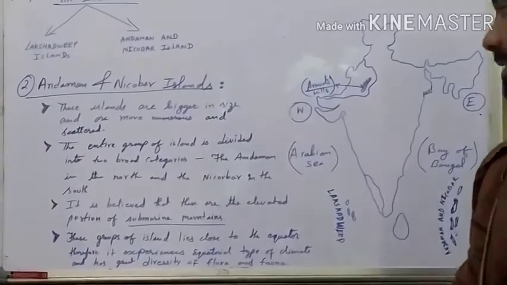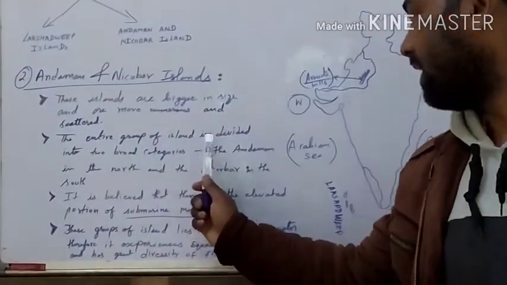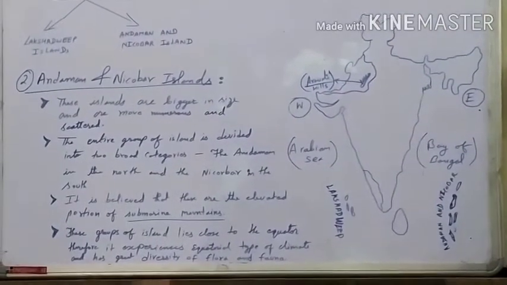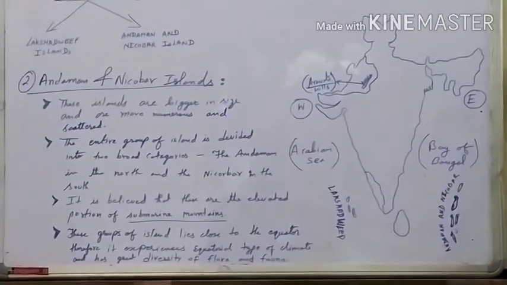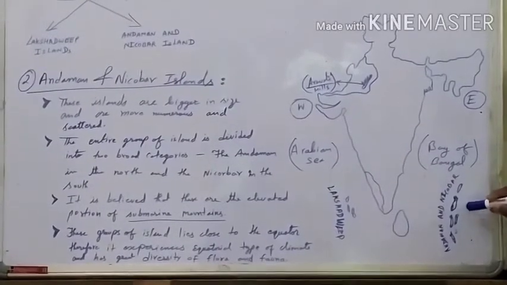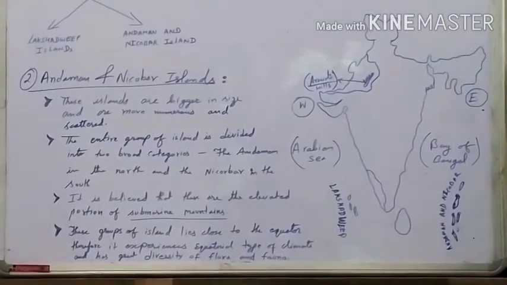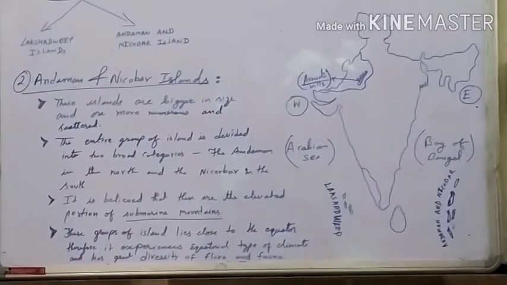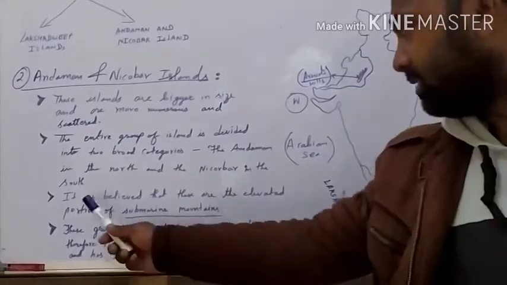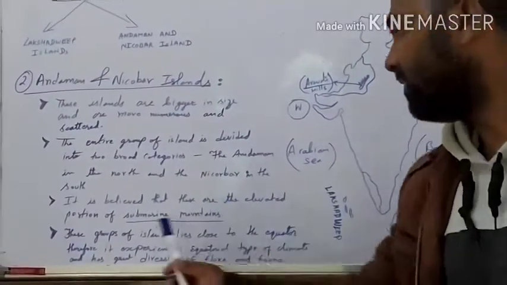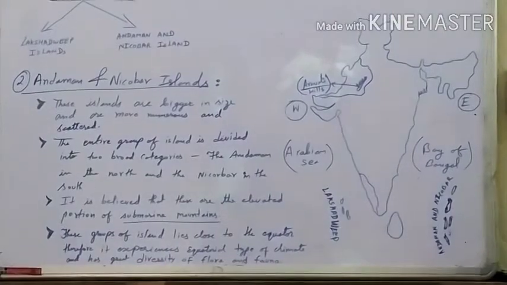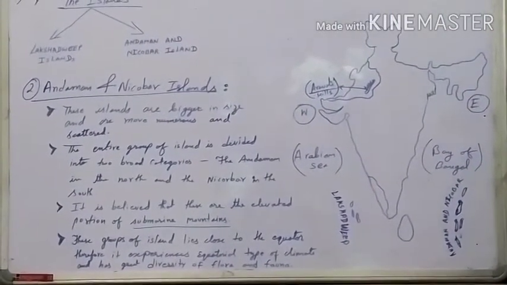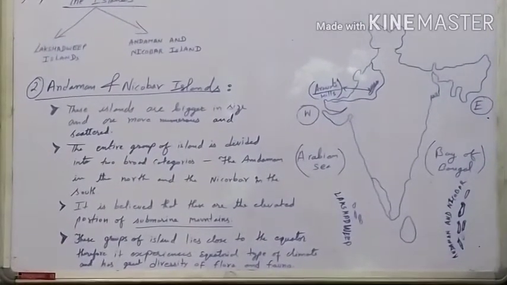Okay, now let us understand the next point. The entire group of islands is divided into two broad categories, and that is the Andaman and Nicobar. The northern portion is called the Andaman Island and the southern one is called the Nicobar. It is believed that these are the elevated portion of submarine mountains.